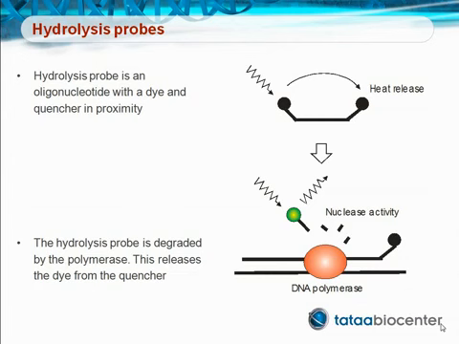The hydrolysis probe is an oligonucleotide modified with a dye in one end and a quencher in the other end. Upon excitation of the dye, the energy is transferred to the quencher and no fluorescence appears. During the PCR, the hydrolysis probe hybridizes to the template strand upstream of the primer. As the primer is elongated, the Taq polymerase exonuclease activity degrades the hydrolysis probe, separating the dye from the quencher, generating intense fluorescence.